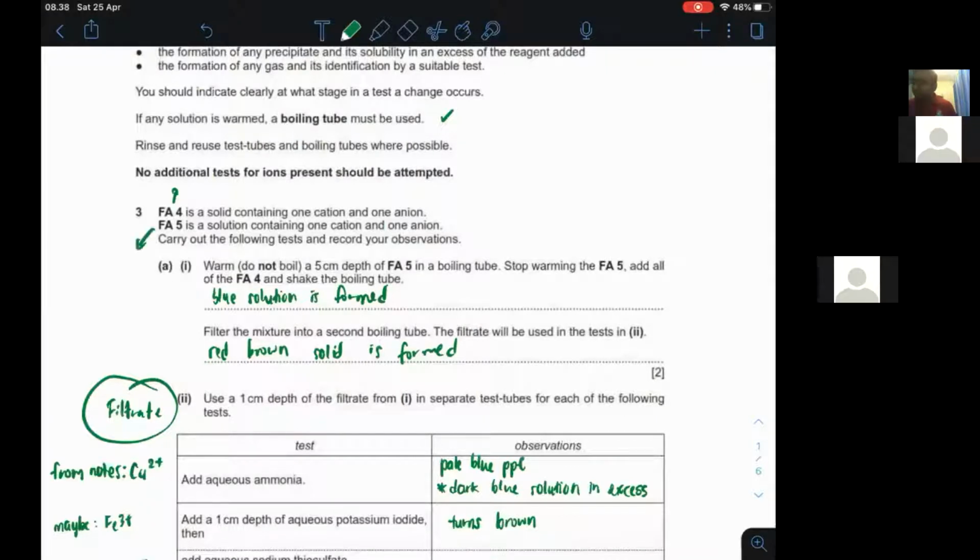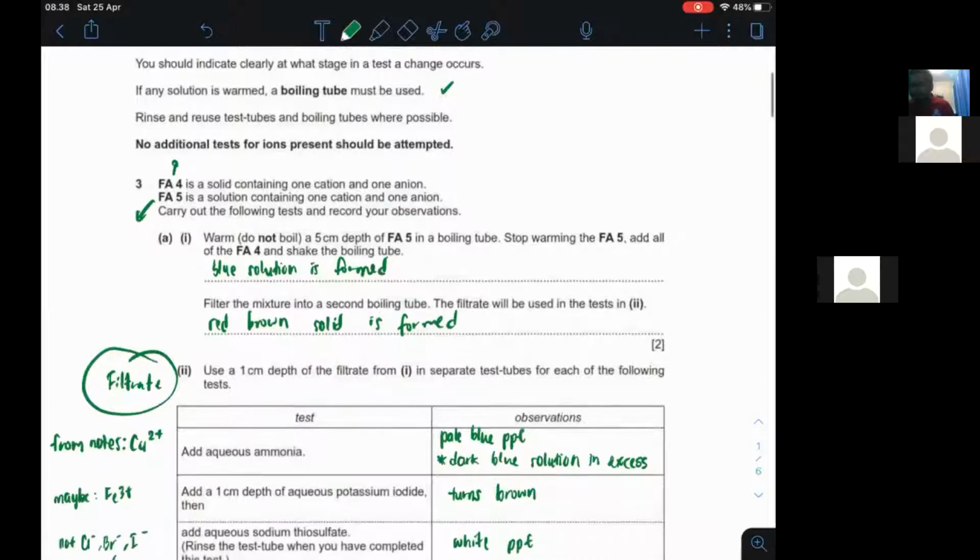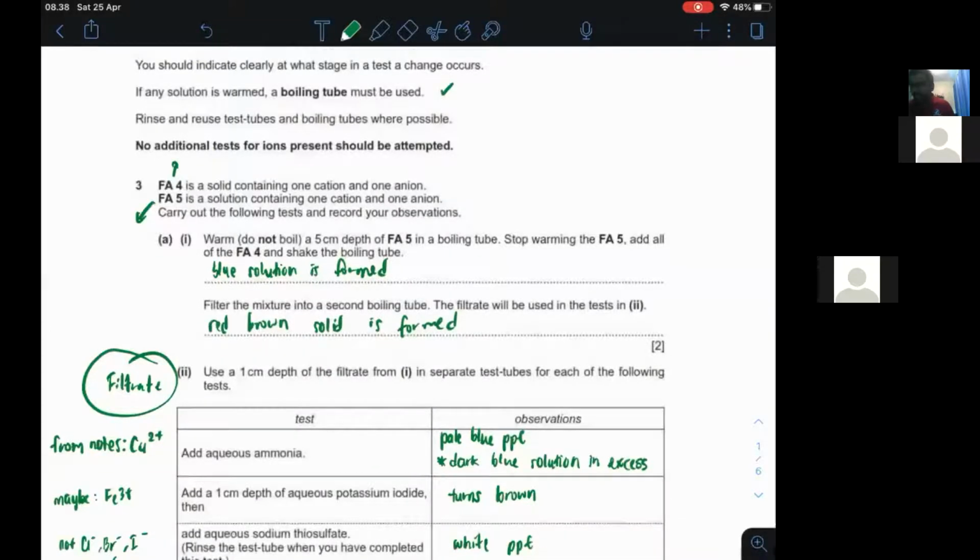Now, FA5 is a solution. It contains one cation and anion. So in total, we might have 4 ions over here. The first step is they ask you to warm. Do not boil. You are going to warm FA5 in a boiling tube, and then you stop warming FA5, add FA4 and shake the boiling tube. It means we are going to mix FA4 and FA5. There will be a reaction.